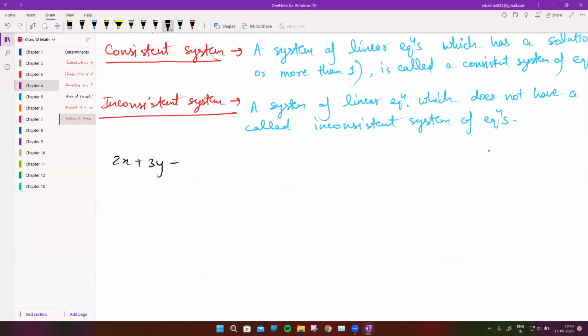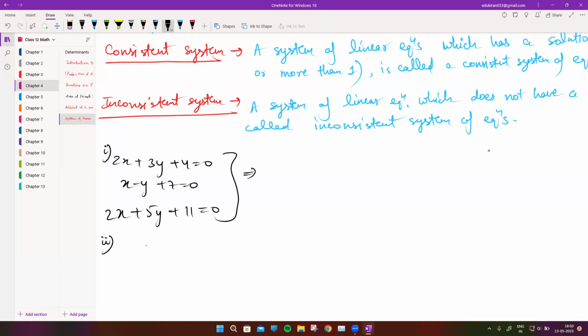2x plus 3y plus 4 is equals to 0. x minus y plus 7 is equals to 0. And 2x plus 5y plus 11 is equals to 0. So here you can see that I have given you three equations and the number of variables involved is 2, right? So what happens in this situation? Can we find out the values for x and y? That is my first question. And the second question will be, what happens in the other situation?